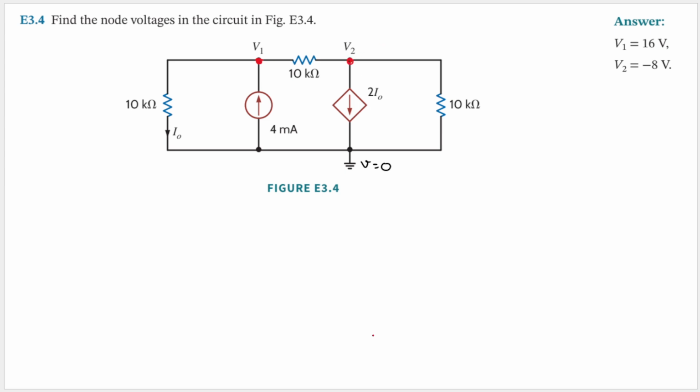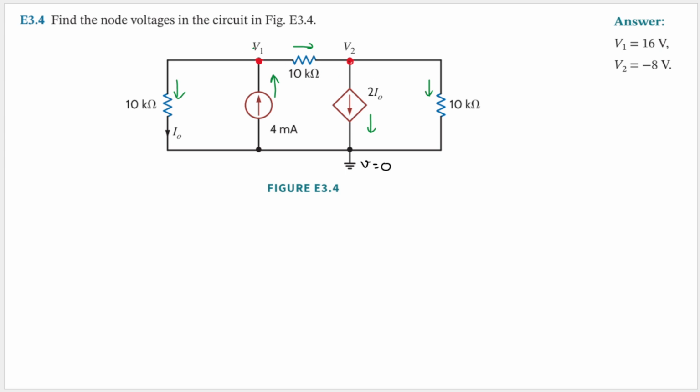And now let's assume the direction of the current. For the branch with the current source, I just follow the direction of that current source. So this is going up and this is going down. Good. And then for the horizontal branch, I usually go to the right, and for the vertical branch, I usually go down. But you can assume as you wish.